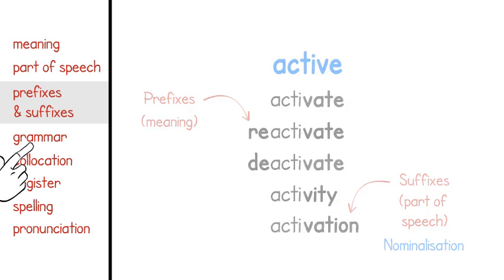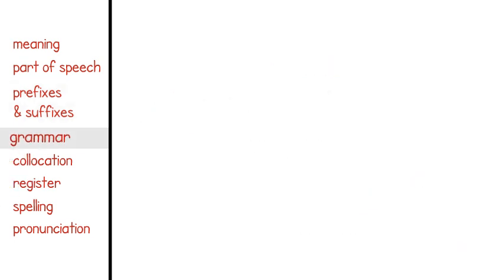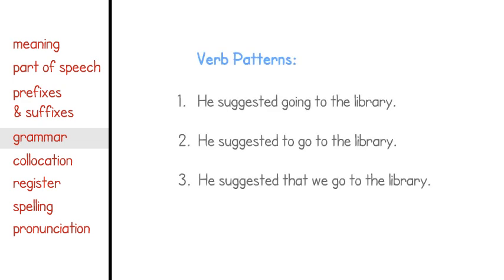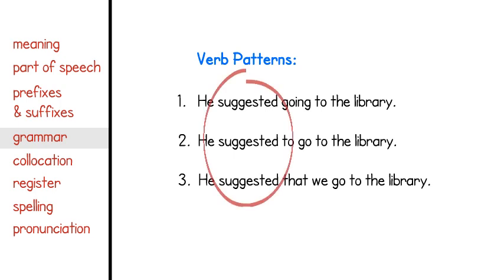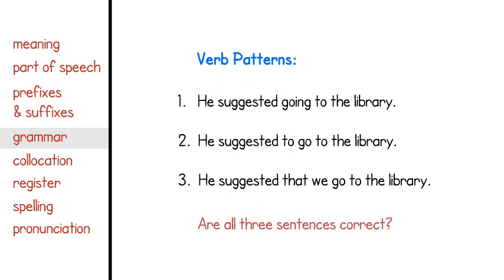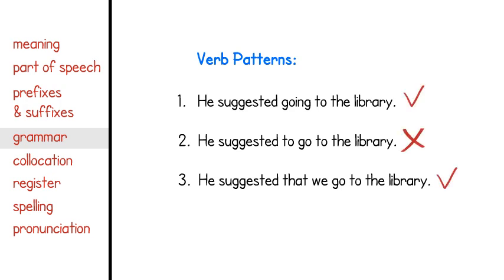Another important part of knowing a word is knowing its grammar. For example, many verbs are followed by particular grammatical patterns. Consider the word suggest in these sentences. Are all 3 sentences correct? Number 1 and number 3 are correct, but number 2 is not. We don't use the word suggest followed by a to plus infinitive pattern.